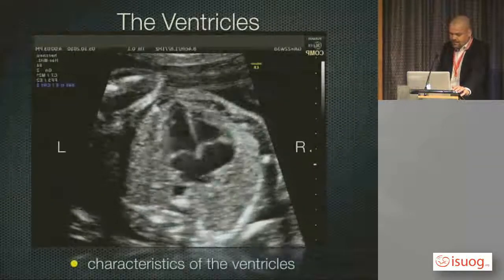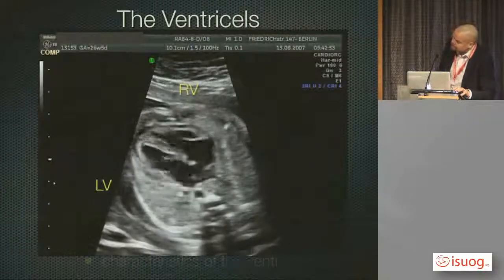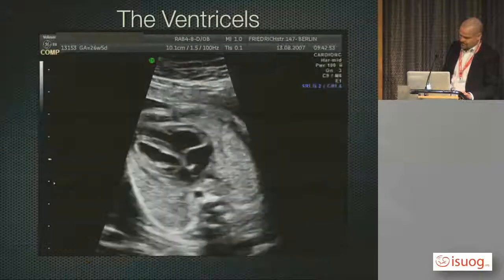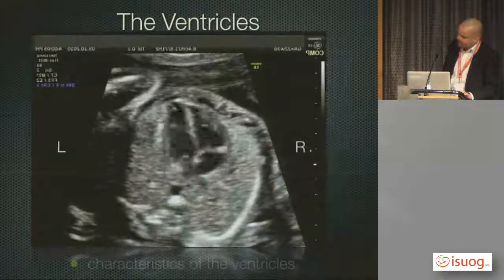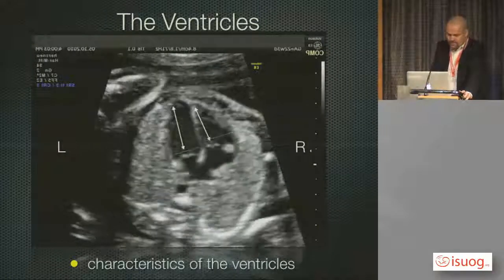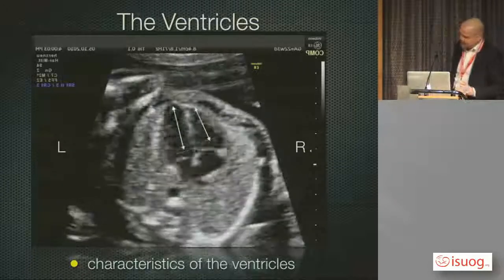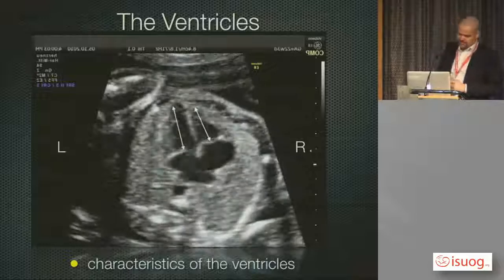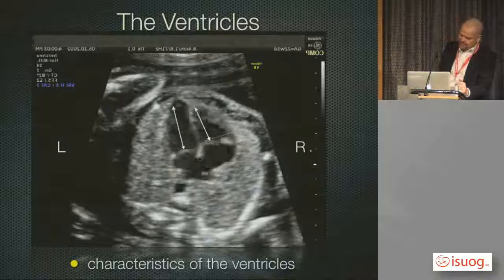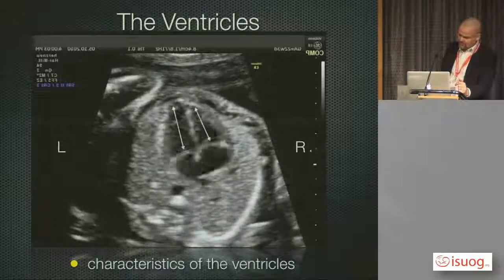Looking carefully at the ventricles, we see the typical characteristics of the ventricles. You see the offset of the AV valves. You see there is a small gap between the tricuspid valve and the mitral valve. You see the moderator band in the right ventricle, as you have heard before.